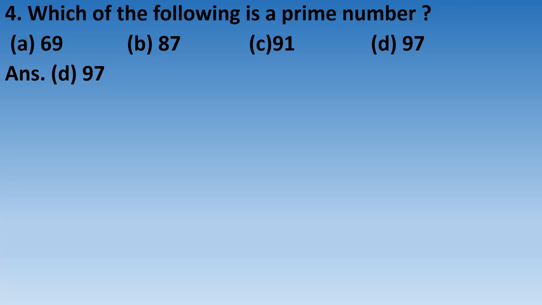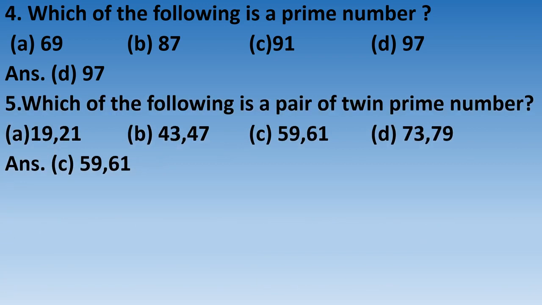Fifth, which of the following is a pair of twin prime numbers? Answer is 59 and 61. These are the pair of twin prime numbers.